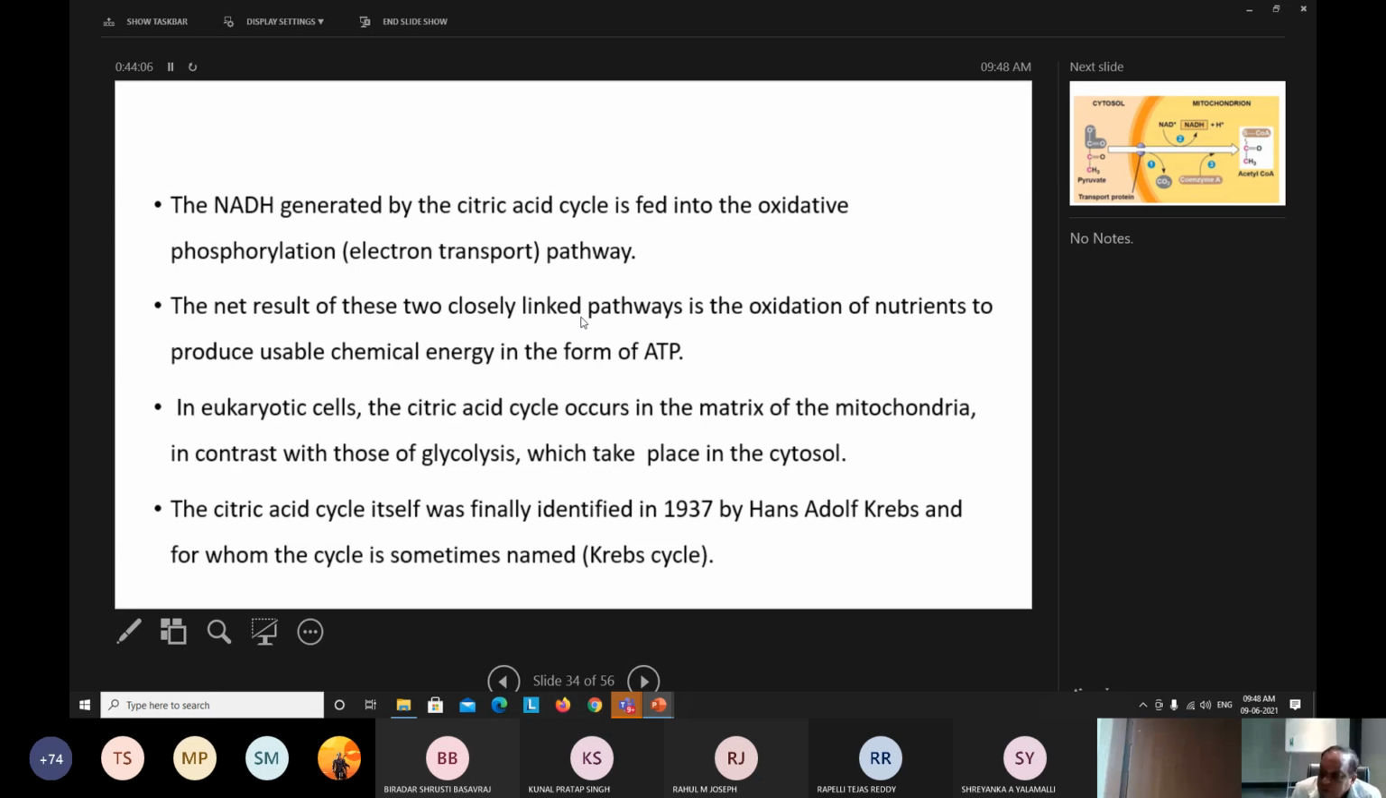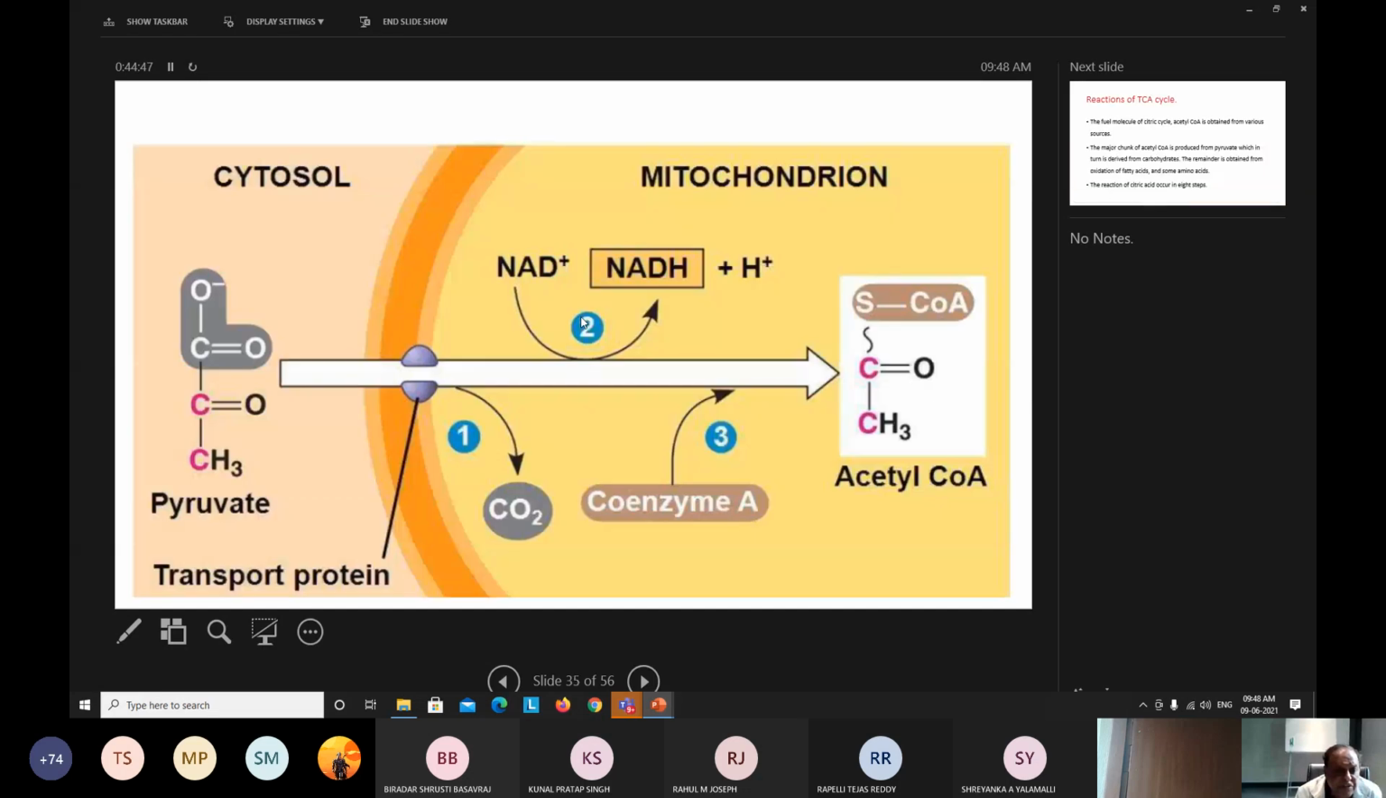The main aim of these reactions is the oxidation of the nutrients and releasing the energy in the form of ATP. It occurs in the mitochondria, in contrast to glycolysis which takes place in the cytosol. All these reactions related to the citric acid cycle were studied in 1937 by a scientist called Hans Adolf Krebs, and it is named after him, that is the Krebs cycle. It consists of 8 reactions.